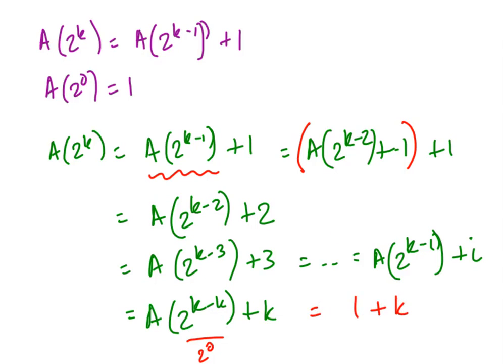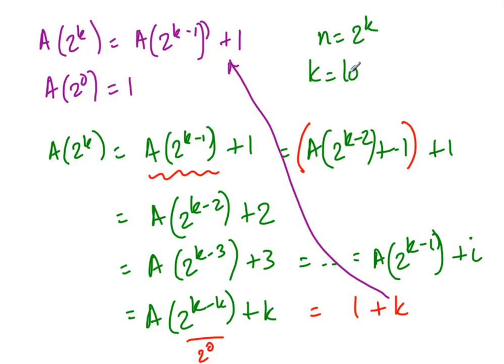But what is k? Remember that we had n equal to 2 to the k, so k is nothing but log to the base 2 of n. So this is going to be equal to 1 plus log to the base 2 of n. So in this case, by looking at the special case where n is of the form 2 to the k, we can use backward substitution effectively to get a nice answer.